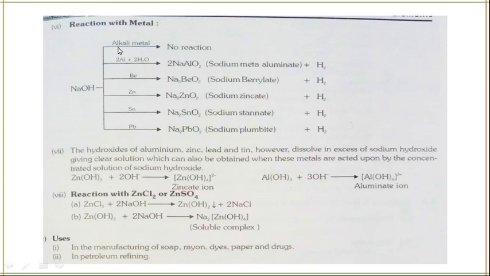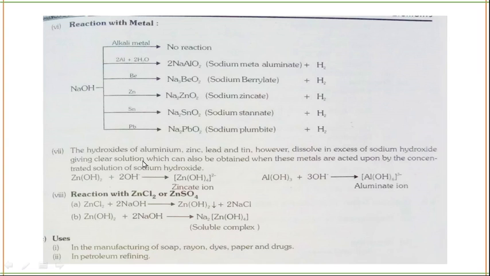Next, this NaOH also reacts with metals, but NaOH does not show any reaction with alkali metals, meaning the group 1 metals. When you react this NaOH with other metals, you will find that compounds are formed, but when NaOH reacts with metal, H2 gas will liberate. This is very important to remember or learn.